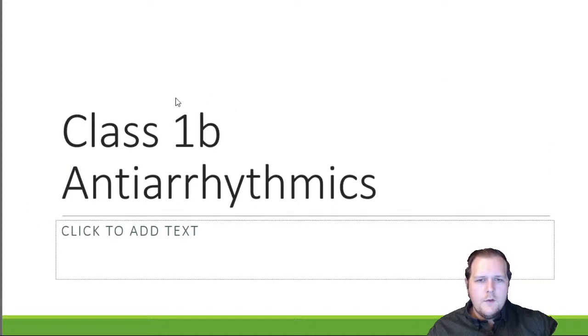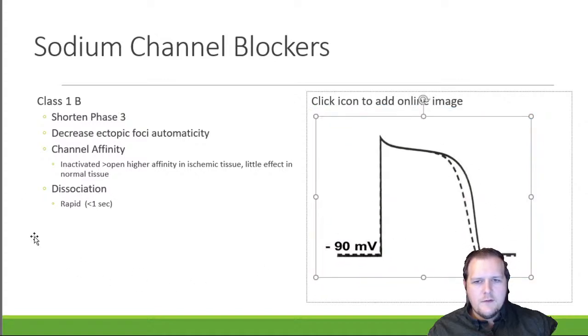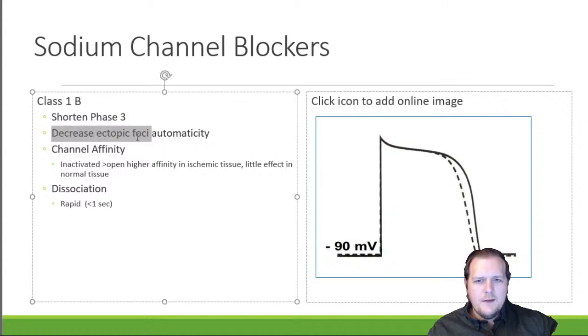All right. So then switching gears and going to the class 1B antiarrhythmics, this has a higher affinity for the inactivated sodium channels rather than the open ones. And so this is going to work to actually shorten phase 3 a little bit. This is going to have a very particular use case, as we're going to see in just a few moments. But basically what it does is it decreases the automaticity of ectopic foci.